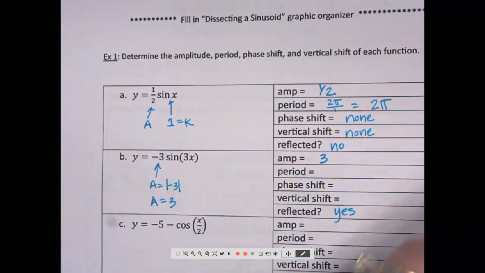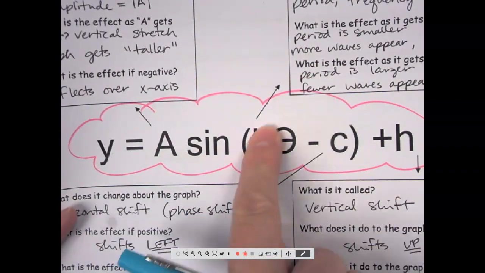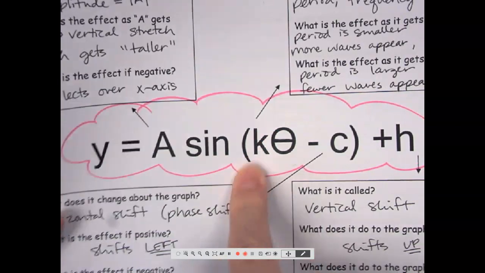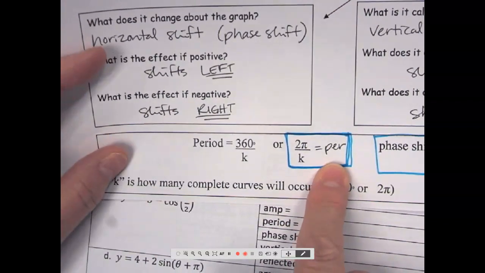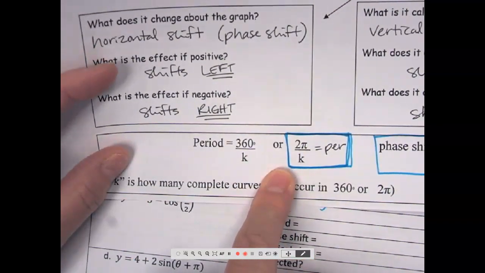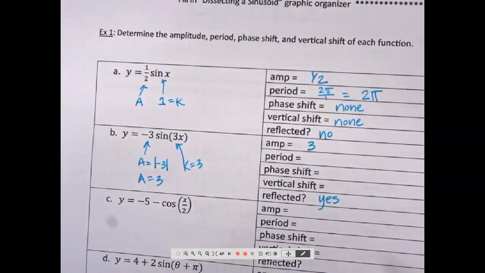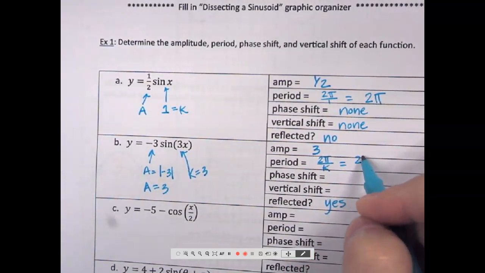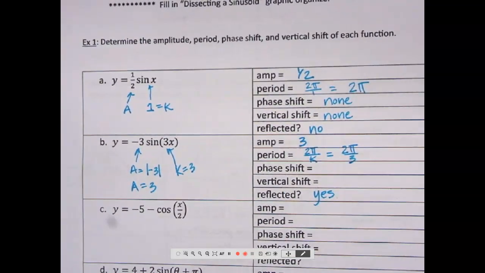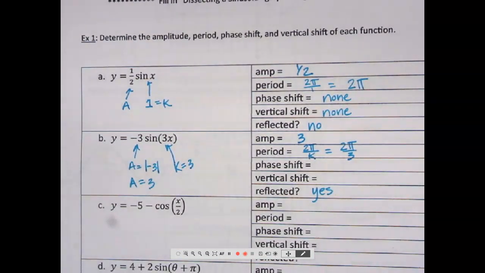Okay, the period. Go back to your sheet. The period is determined by this number in front of theta, or x. Do I have a number in front of there? I do. It's 3. We determine the period by taking 2 pi and dividing by that number. So this number is k, and the period is 2 pi over k, which is 2 pi over 3. And if I could reduce it, I would, but that's it. So that means every 2 pi over 3, a full wave will occur before I get a whole nother wave.